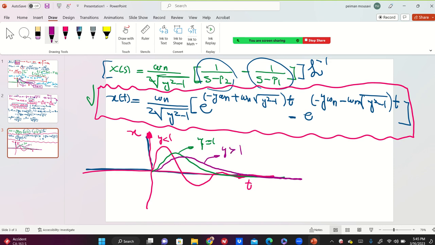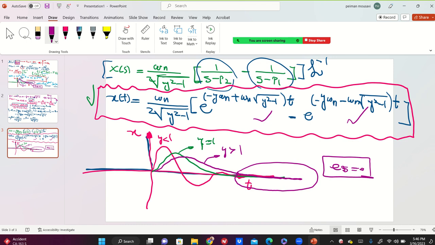Zeta greater than 1. So the only major difference for the overdamped system physically makes sense because you are applying excessive damping. You are applying excessive friction, if I want to talk physically, to the system. So it takes more time to settle down, and the mathematics confirms it. And if you look at the steady state phase of the overdamped system, again, ESS is 0. You don't need to implement the final value here. Clear, guys?